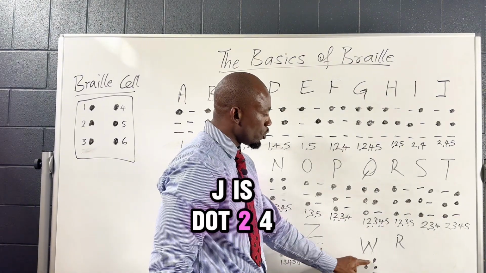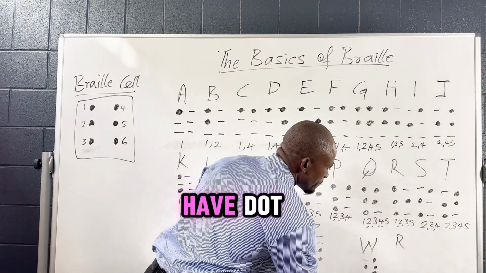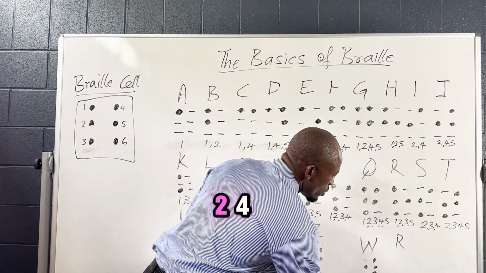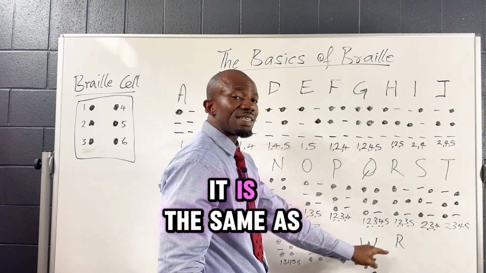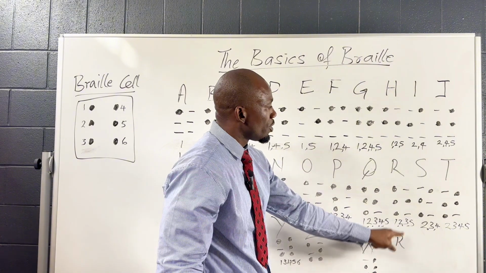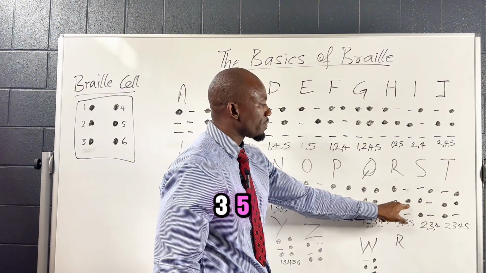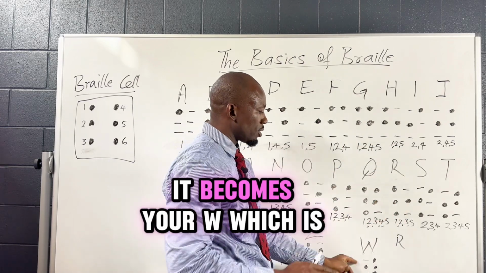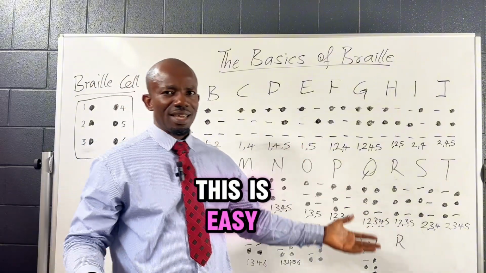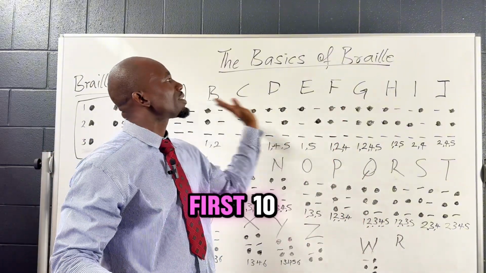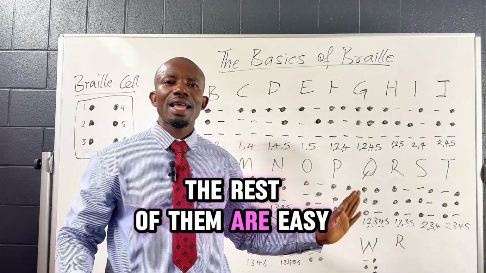J is dot 245. So if you add dot 6 to it, you have dot 2456. And if you look at this very well, it is the same as the reverse of R. Look at R. R is dot 1235. When you change it this way, it becomes your W, which is dot 2456. This is easy. The hardest part is the first 10. And once you have conquered the first 10, the rest of them are easy.